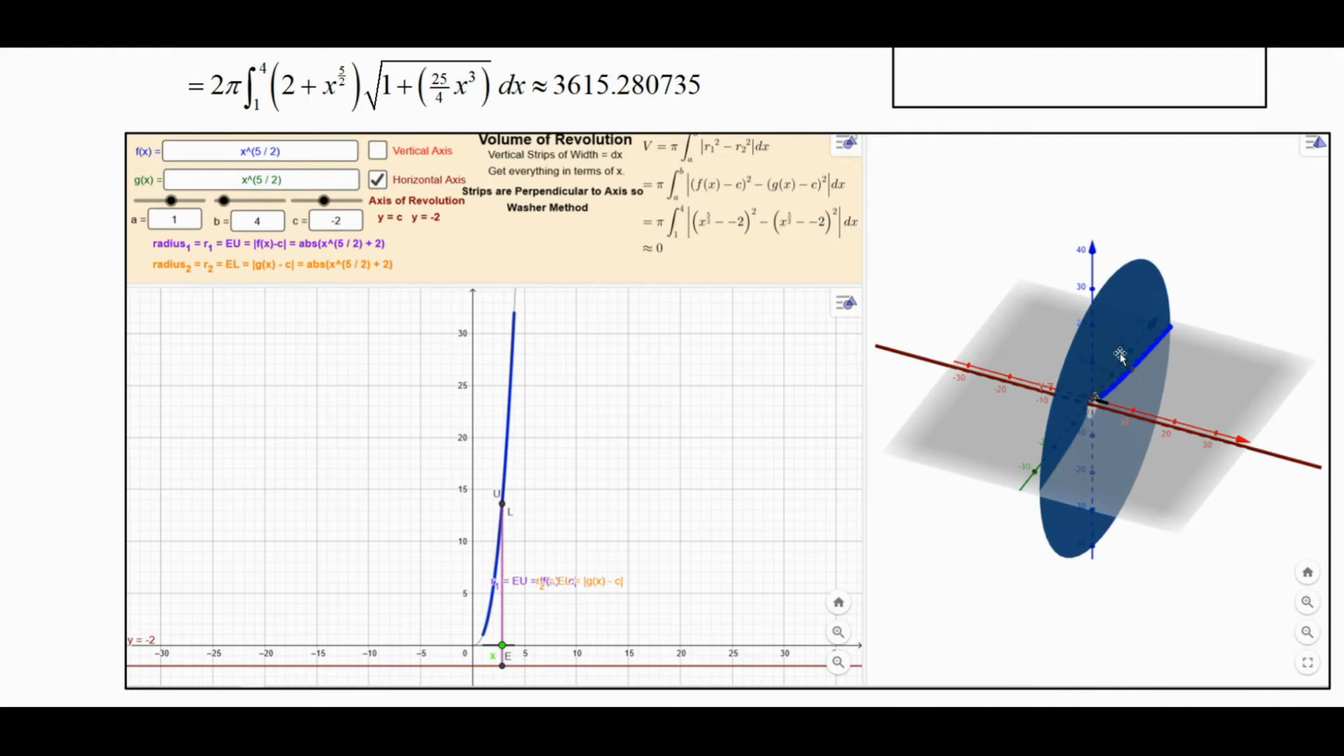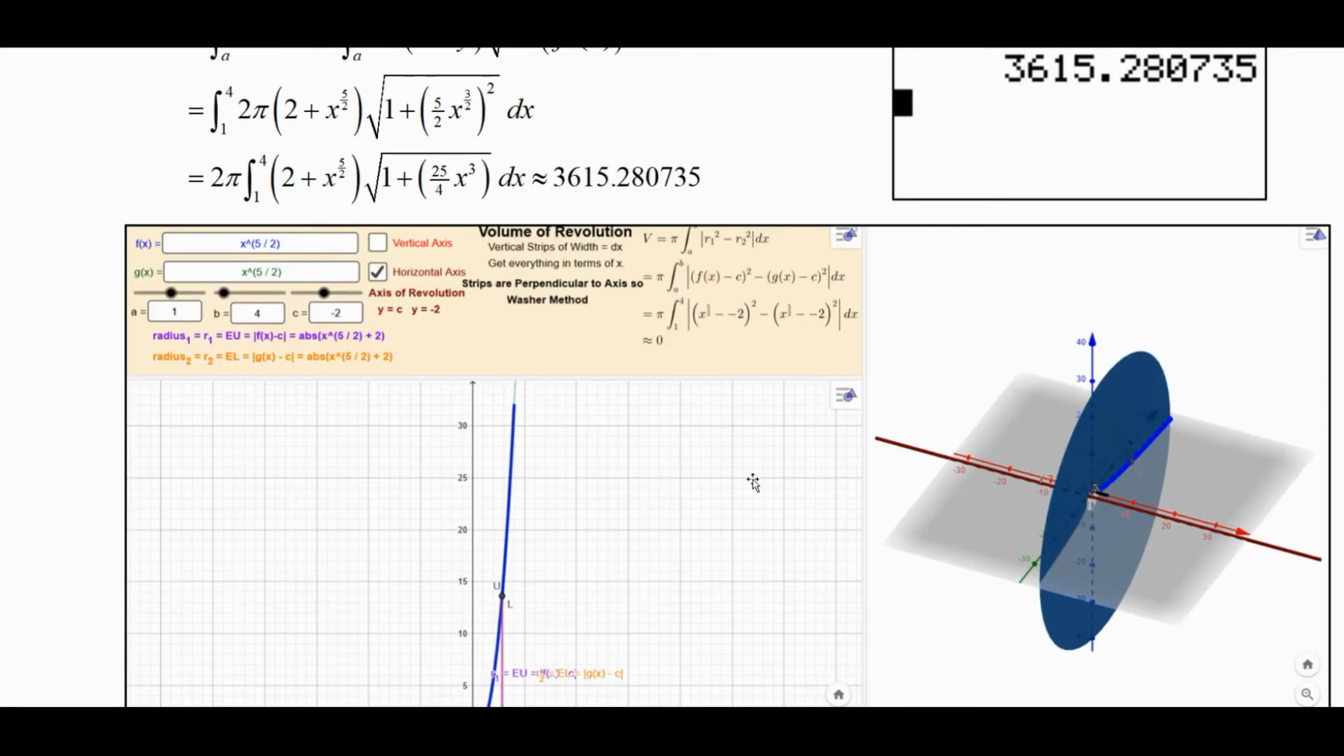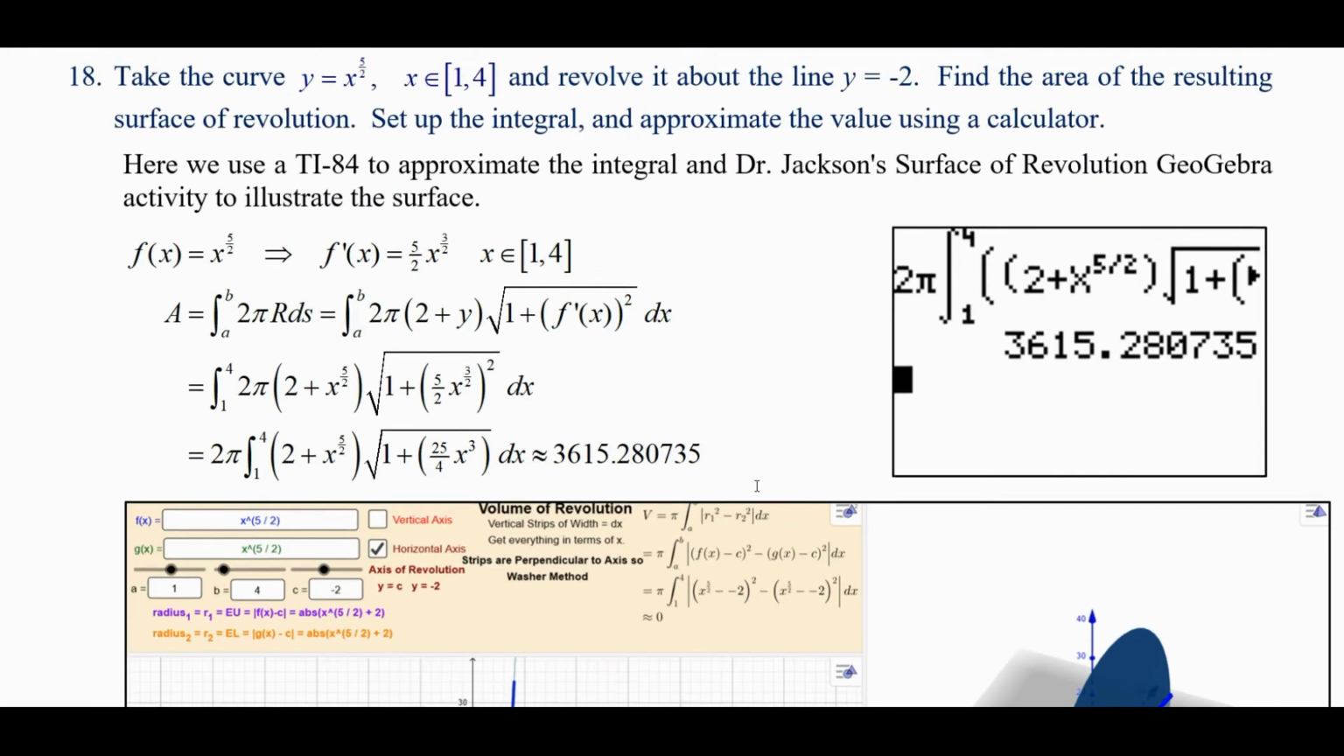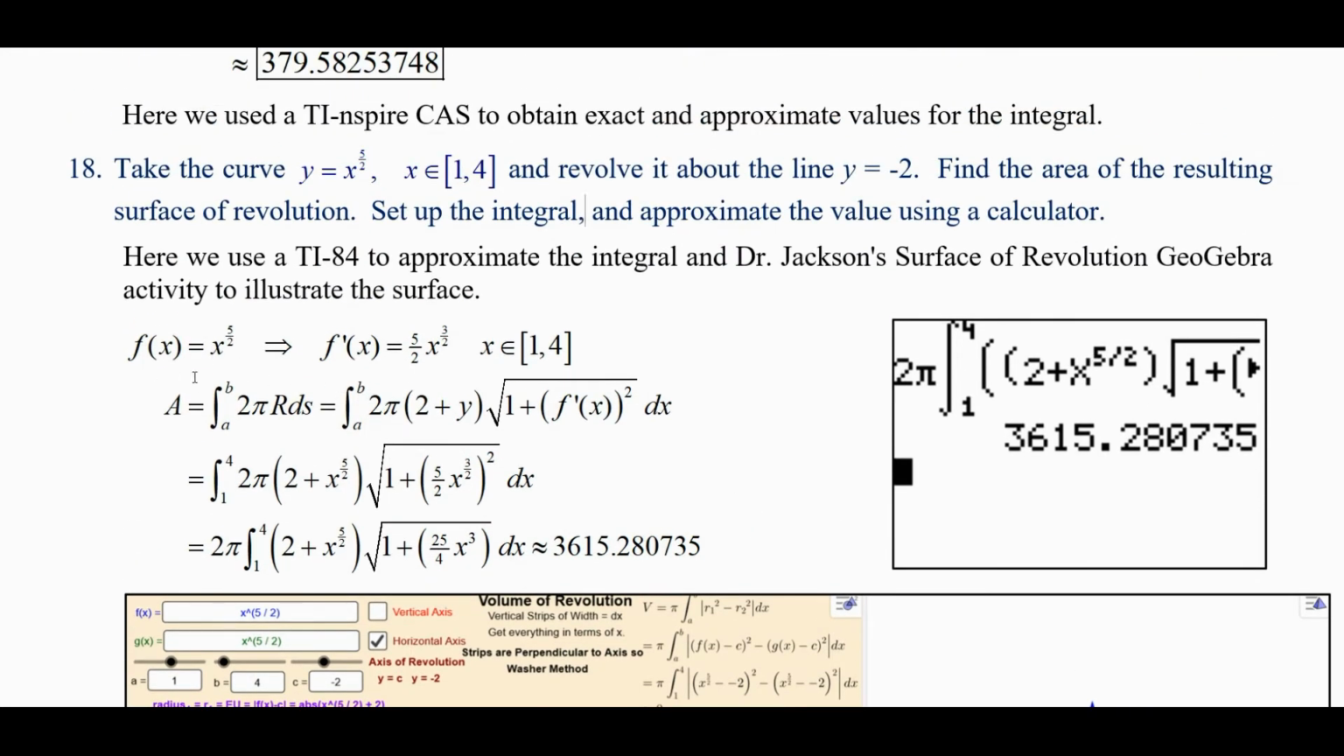When we rotate that around, we get a shape that looks kind of like this. Okay, it's curved a little on the top. But it's kind of like a symbol with a hole cut in it. All right, so in any event, that's what it looks like, but what do we do to compute it? Well, f of x is x to the 5 halves, so f prime is 5 halves x to the 3 halves. This is x going from 1 to 4.